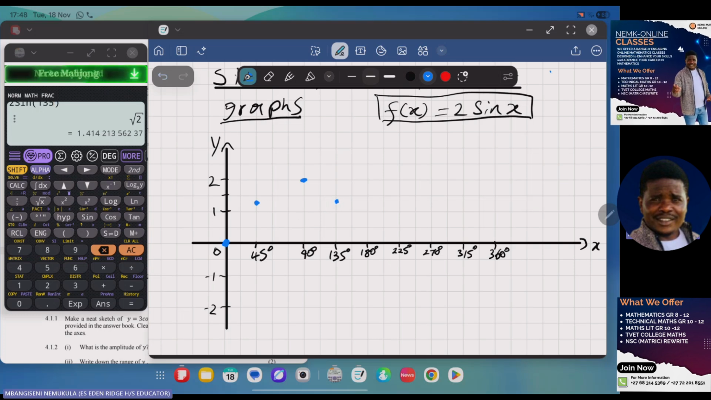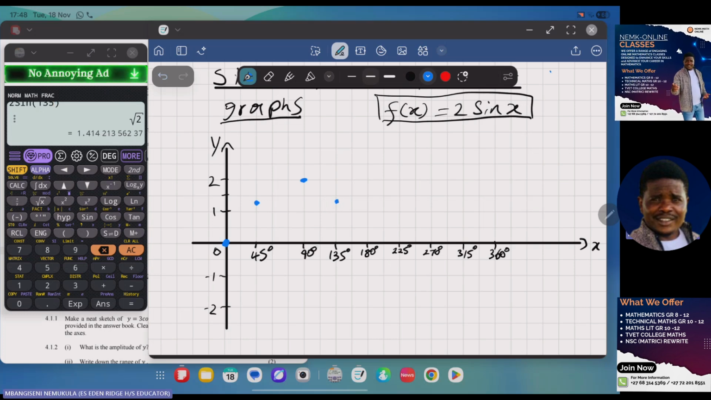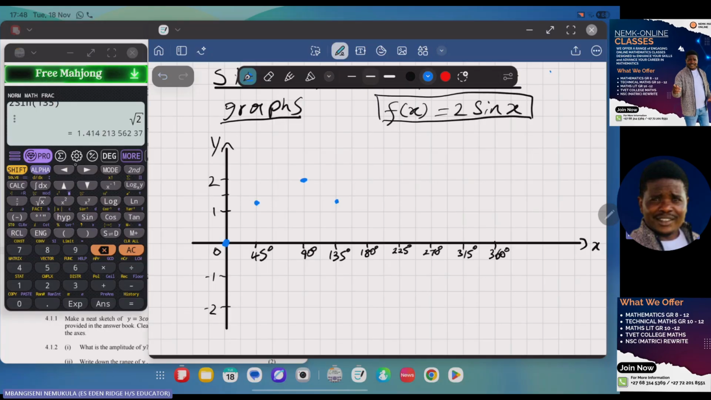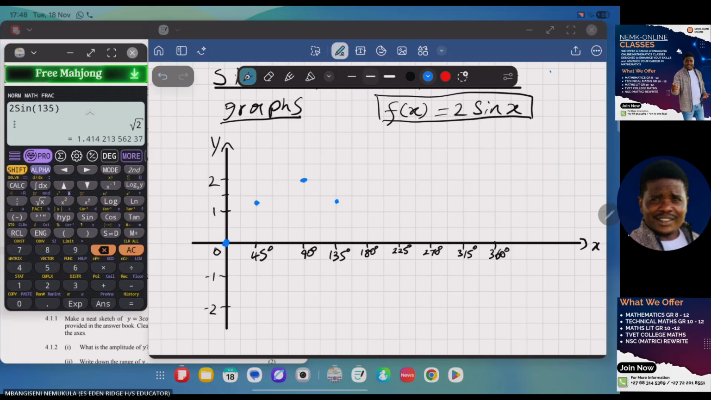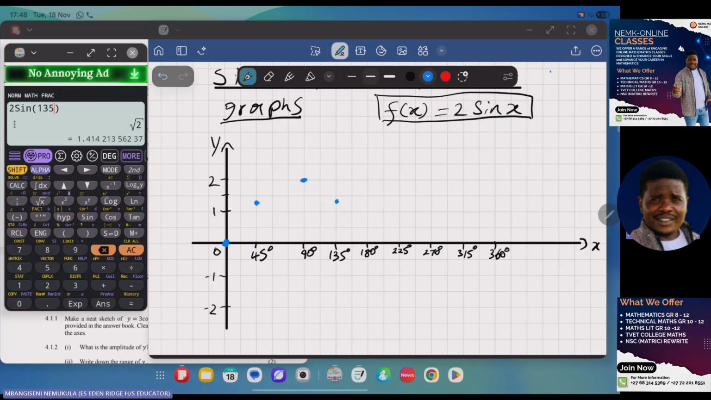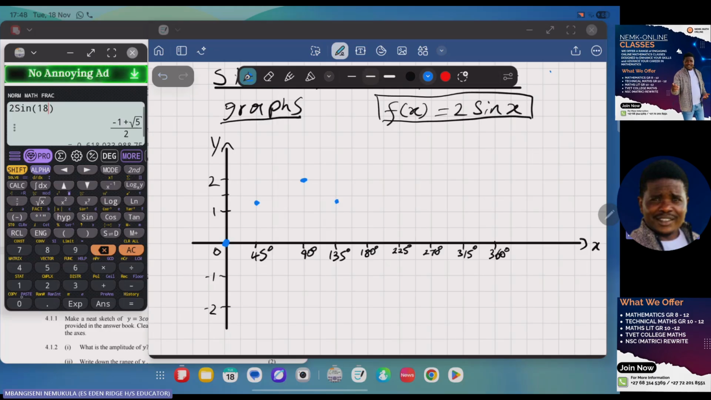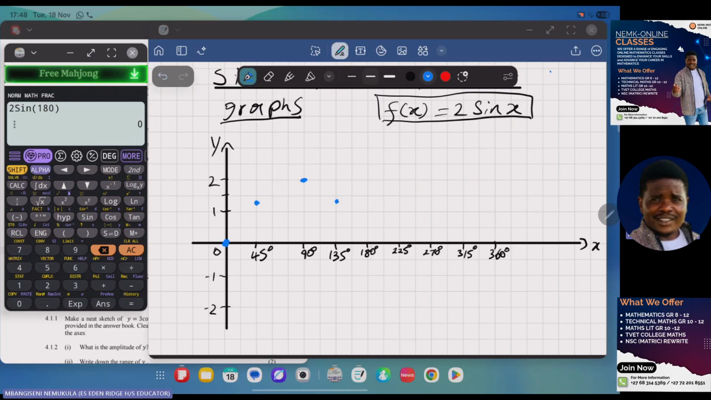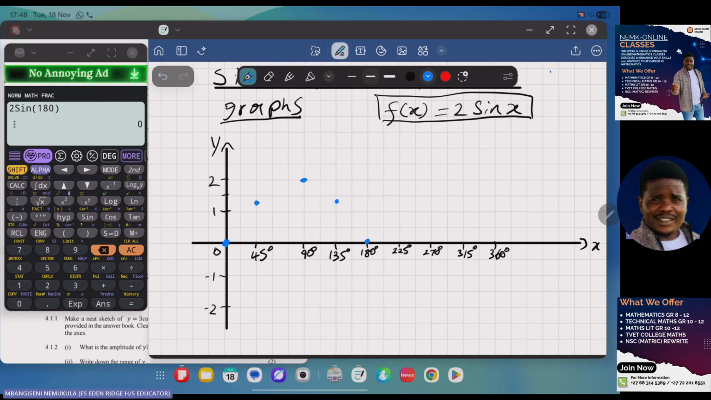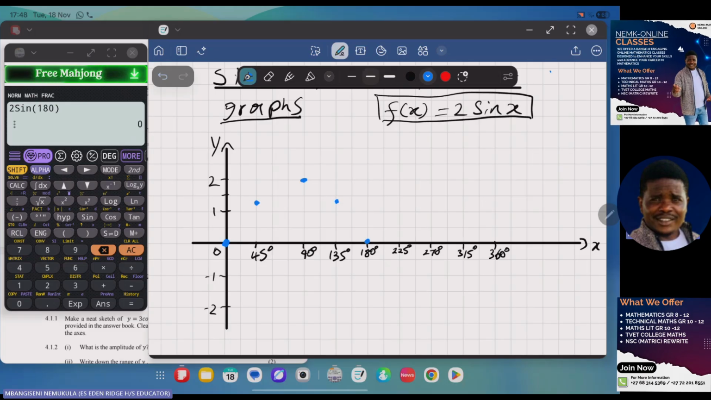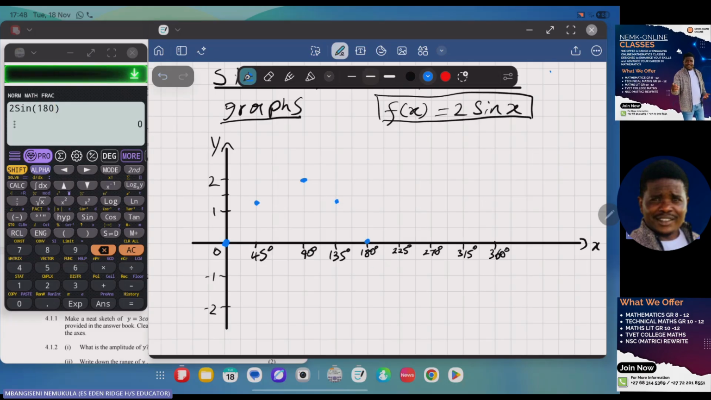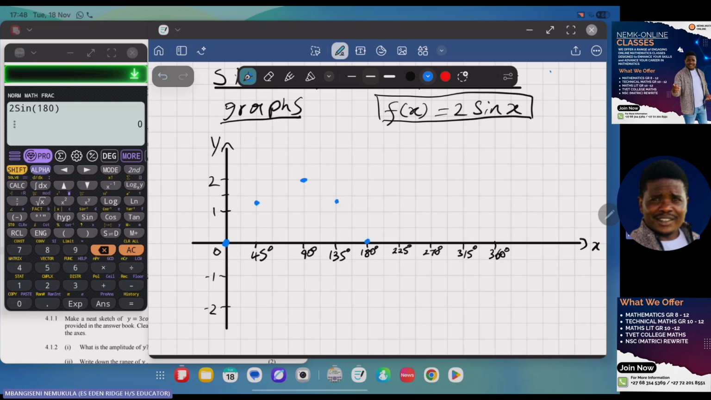And then we go again, sine 180. Back to our calculator, we put 180 there. The answer is 0. So 180 and 0 meet here. Then you make a dot there. So this is how you plot your graph. You need to plot your graph using a calculator. This is what will be expected from you tomorrow.